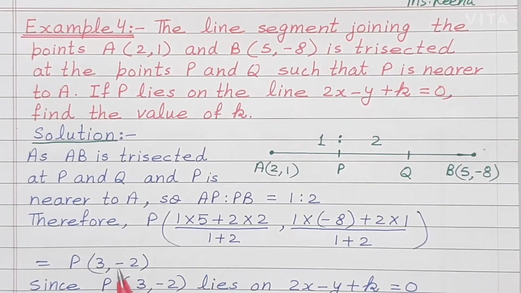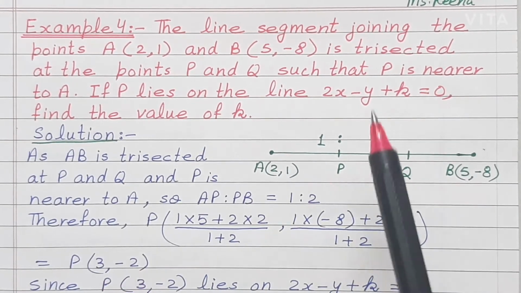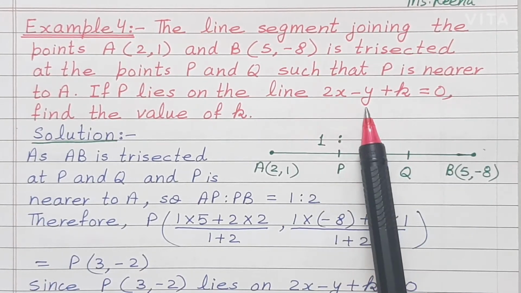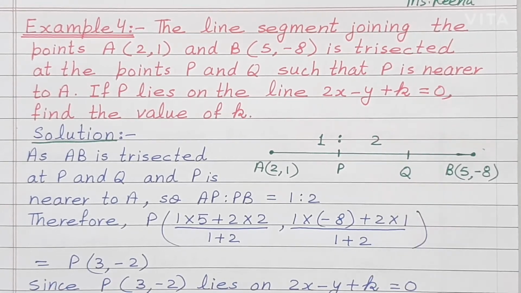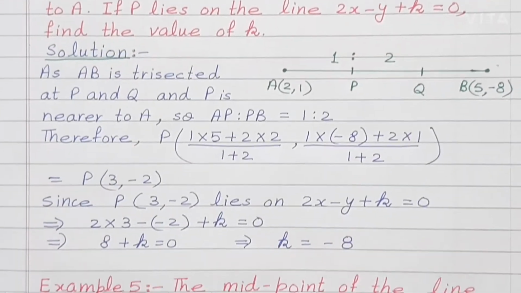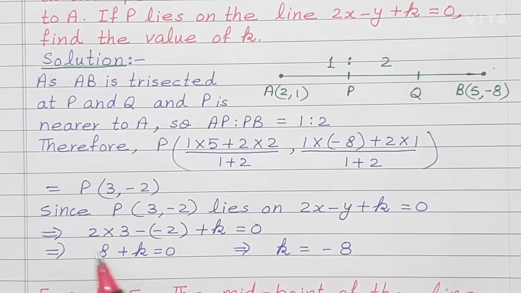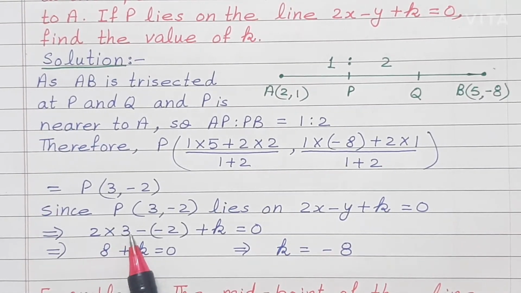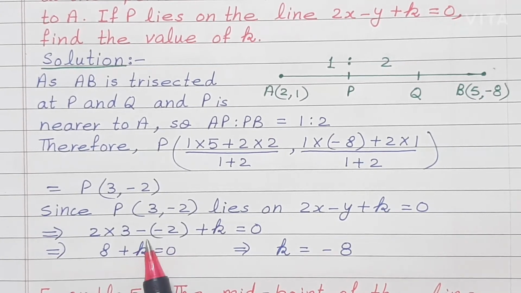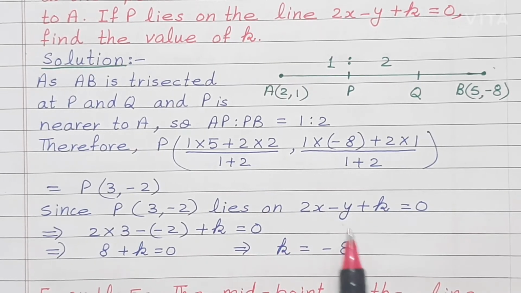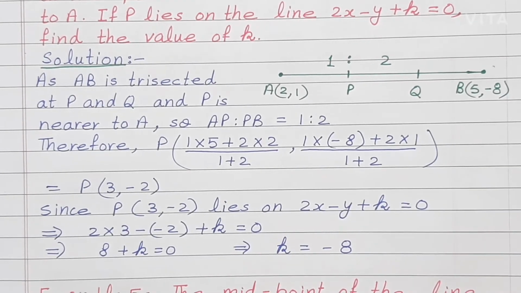Clear? Now this coordinate (3, -2) is lying on the equation 2x - y + k. So let us substitute the values here. So what we get here is 2 into 3 minus (-2), minus minus will become plus, plus k equal to 0. So the value of k is -8. I hope it is clear to you.